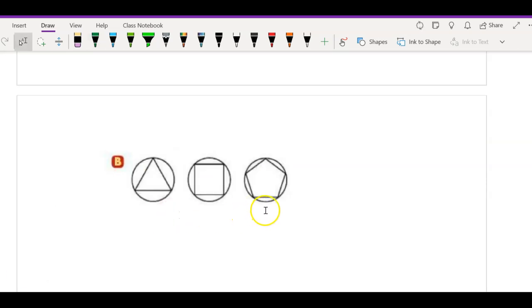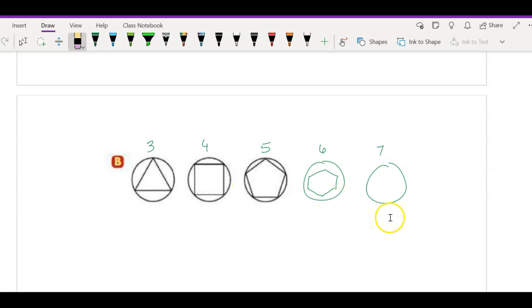Now let's take a look at this example, which is only figures. So I start out with a triangle. Next I have a square. Then I have a pentagon. So we have a 3-sided figure, a 4-sided figure, a 5-sided figure. So I am going to guess that our next one is going to be a 6-sided figure followed by a 7-sided figure. So in a question like this, you would either draw the next figure or select from multiple choice.